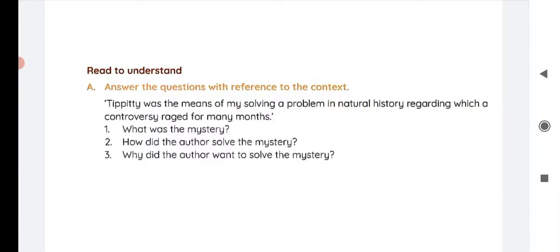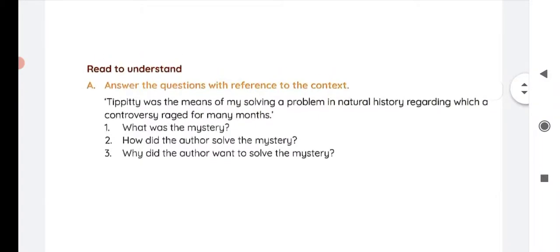In the previous videos we have been discussing a lesson, a beautiful story, Tippity the flying squirrel. I really hope that you all have understood and enjoyed reading and listening to the story. Tippity the flying squirrel was a very wonderful and beautiful story. In this particular video class, I would like to share the classwork of the lesson, Tippity the flying squirrel.